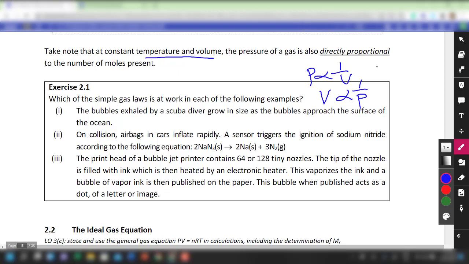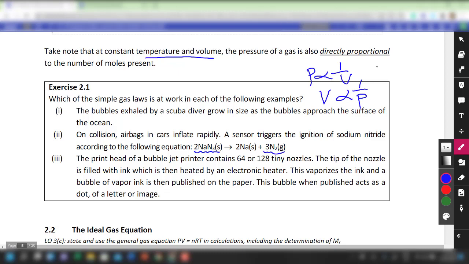Okay, then for part 2 on collision, airbags in cars inflate rapidly. So a sensor triggers the injection of sodium nitrite according to the following equation. Yeah, so you realize that at the beginning we do not have any gaseous molecules, we only have solids. But as the reaction proceeds to completion, we have 3 moles of N2 produced per 2 moles of sodium nitrite.